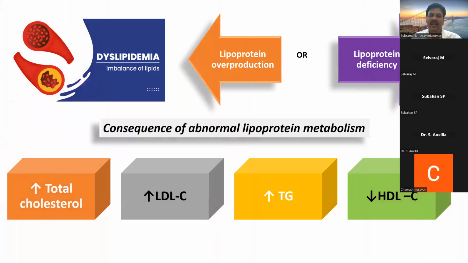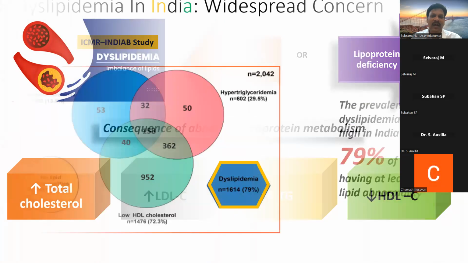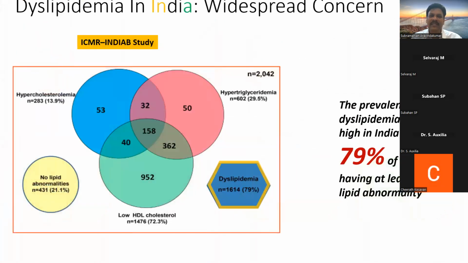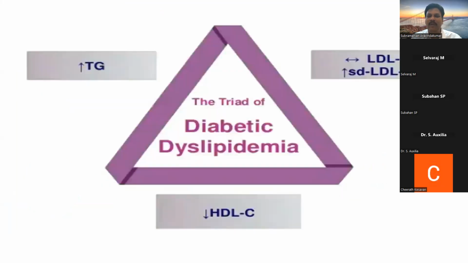Now you understand the consequence of abnormal lipoprotein metabolism due to insulin resistance. Increased cholesterol, slightly increased LDL cholesterol, but massive increase in triglycerides and low HDL. This is the combination with which we are going to work, and this is what we have to understand. Almost 80% of Indians have this type of dyslipidemic pattern. So most of the time we are going to deal with this type of pattern.